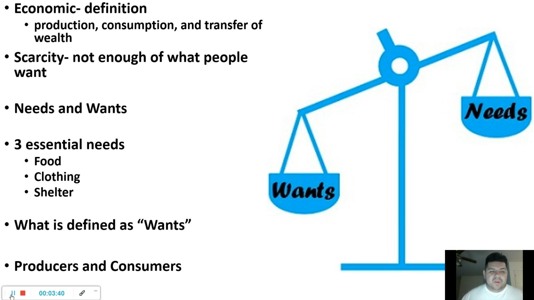Okay. Now for this part on the wants and needs, basically needs is anything that you need to survive. Okay, and that's where the next part comes in. There's basically three essential needs: food, clothing, shelter. Now, wants is basically anything that is not a need.